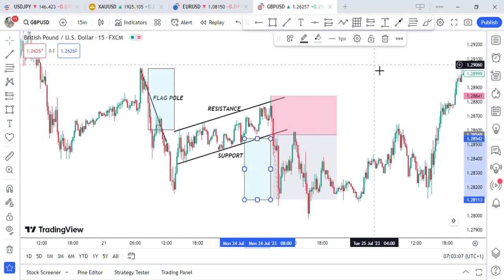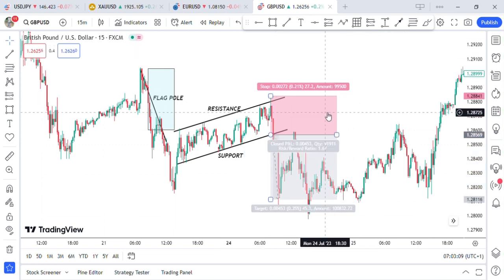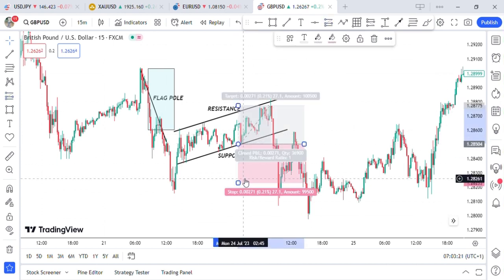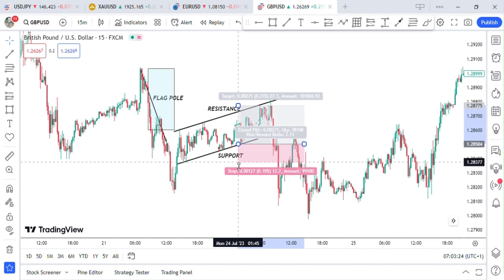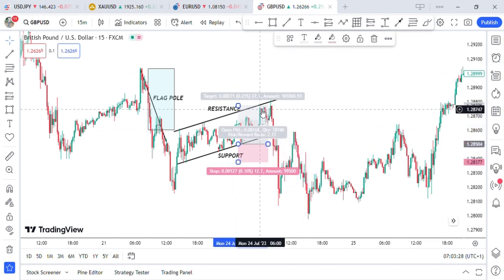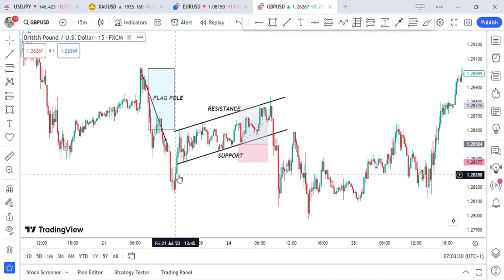Let me just delete this. Most retail traders are going to be entering at the resistance and support zone. Most of them are going to be taking a short position here or a long position. Then they will say the stop loss, I don't know, then they will say the take profit. Can you see? So all this area is liquidity automatically.